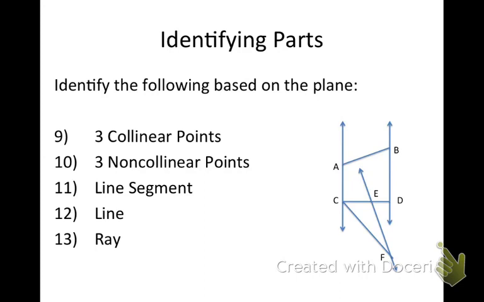Number 9, three collinear points. Claire, give me three collinear points. Oh, no, no. It means three on one line. Three collinear points means three of them on one line. So, Brock, where's that one? C, E, D. Yes, A and C would be collinear, Claire. Yes, B and D would be collinear, but it wants three of them on the same line. Does that make sense, Claire? Yeah. Okay. So C, E, and D is the only answer there. It's the only line that has three points on it.